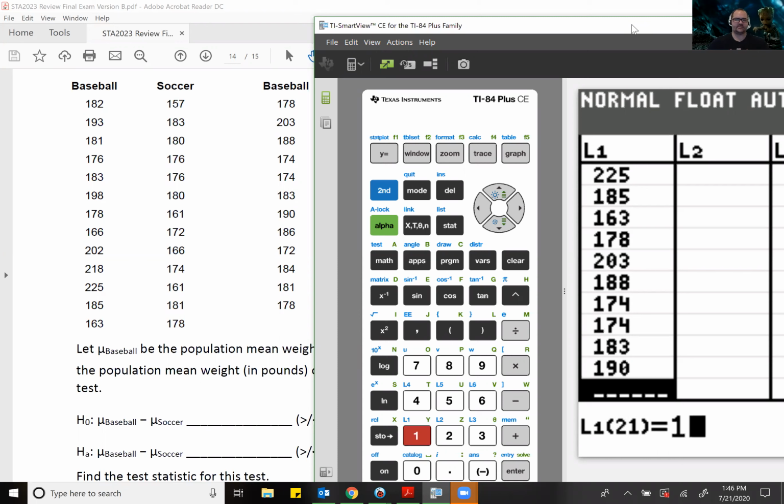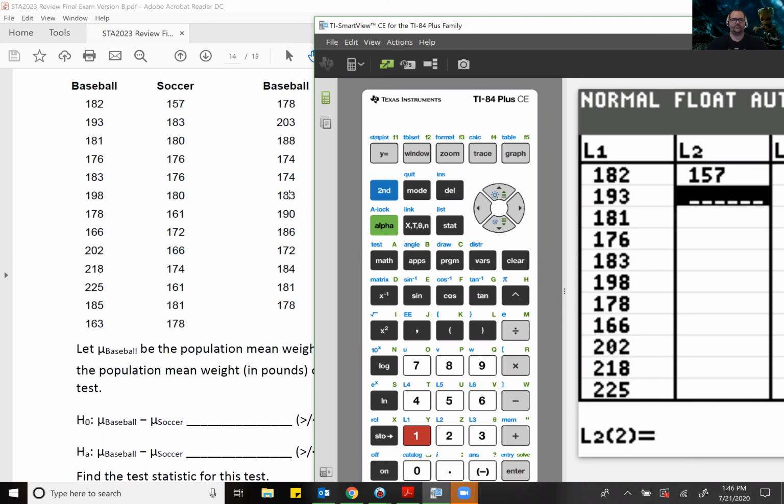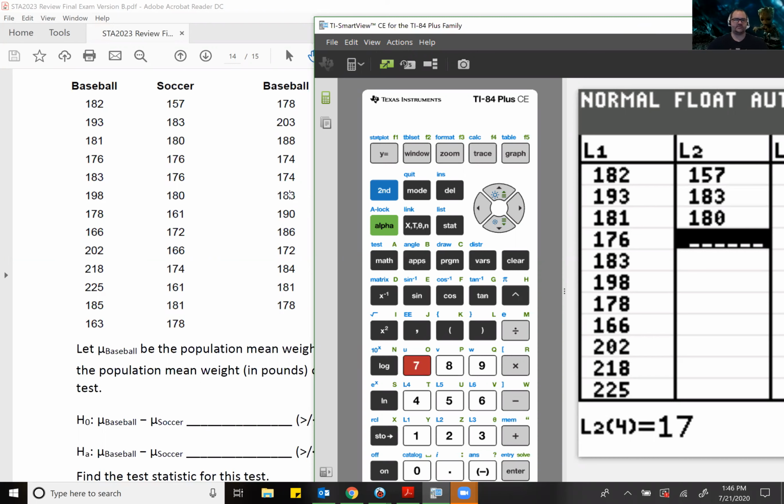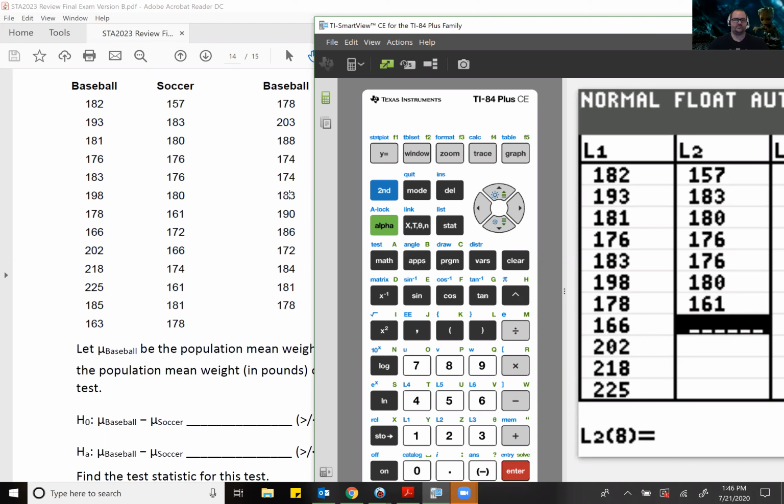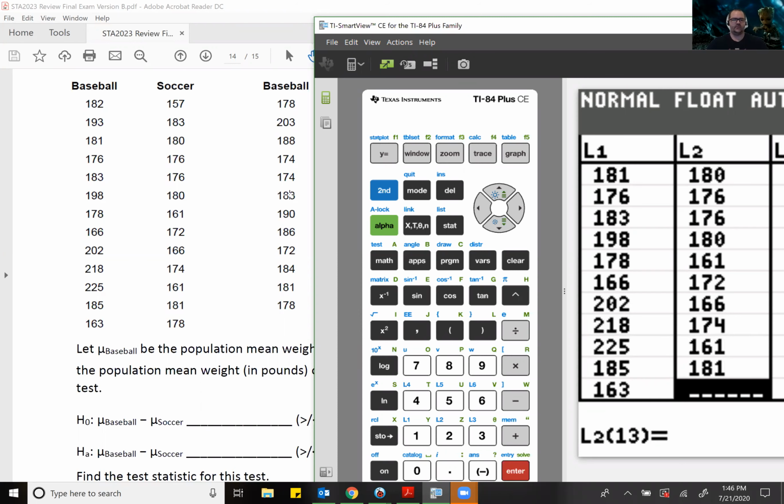190, 186, 172, 184, 181. Yeah, 25. 178. Okay. So now putting in my soccer players. 157, 183, 180, 176, 176, 180, 161, 172, 166, 174, 161, 181, 178.